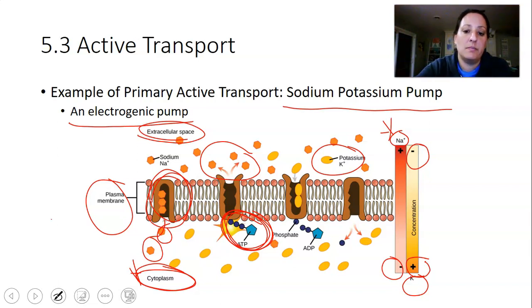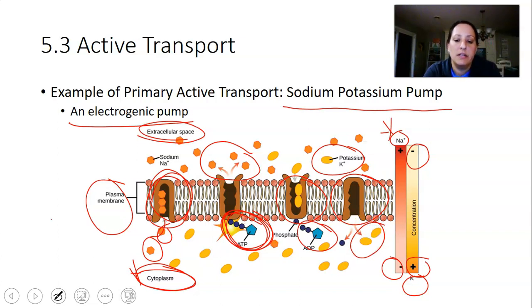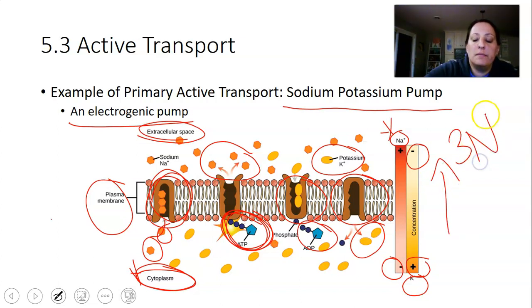Okay, so the potassium binds here. That ATP comes off as adenosine diphosphate. Okay, we'll talk about ATP a little bit more in some coming up chapters. Okay, that causes, again, that protein to change shape and to dump off the potassium inside of the cell. So we pumped out 3 sodium and we pumped in 2 potassium.